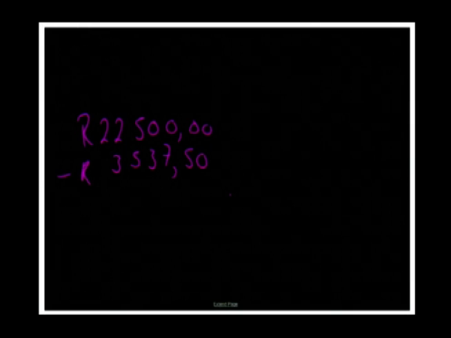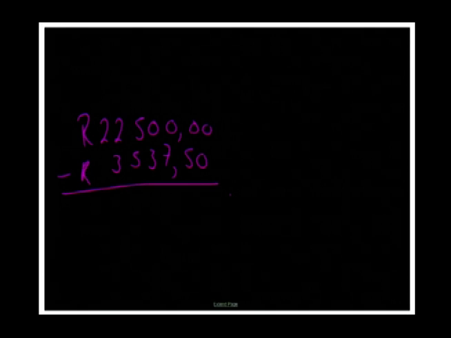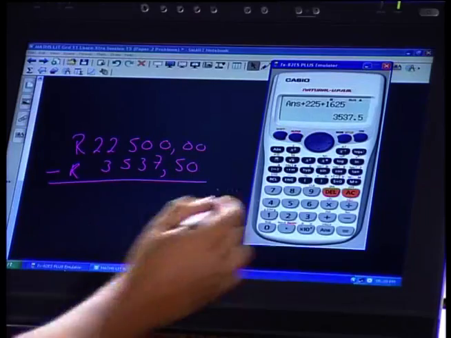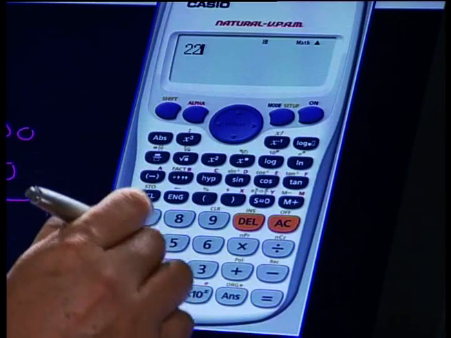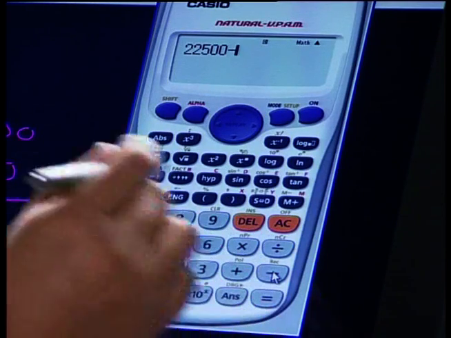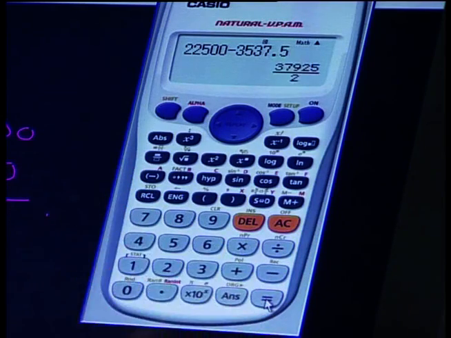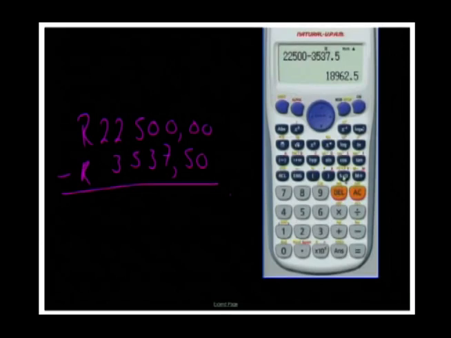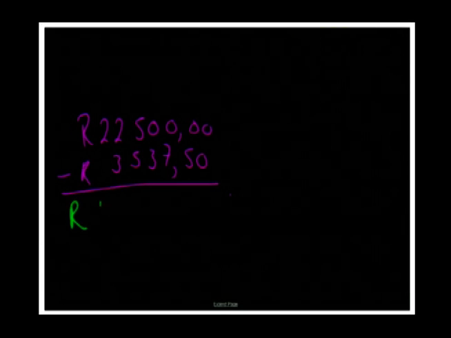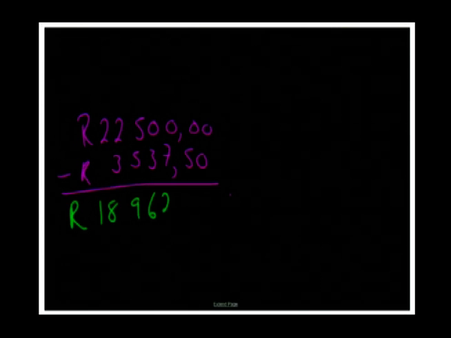Okay. So what's his monthly taxable salary? Remember, we're not going to tax him on those deductions. So let's do this. We take out our calculator and we say, let's go. 22,500. We're going to subtract 3,537 Rand and 50 cents. And that is going to leave us then with an amount of 18,962 Rand 50. So let's write that down straight away. 18,962 Rand 50.